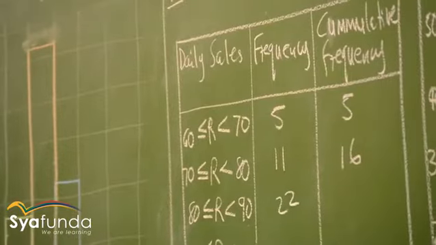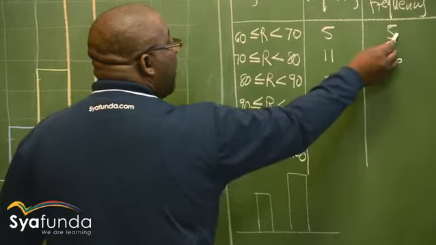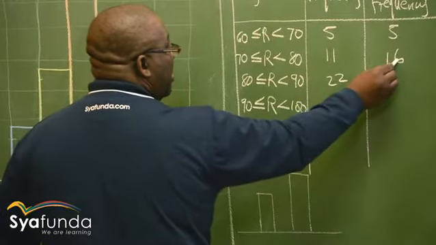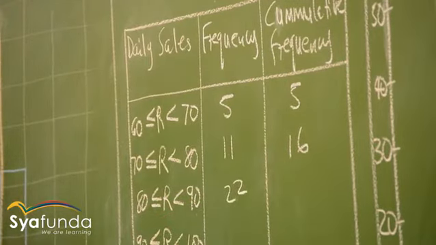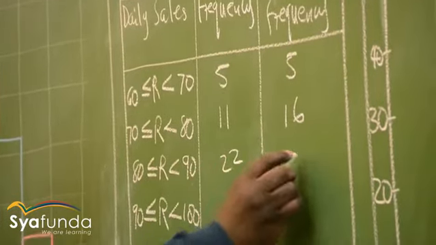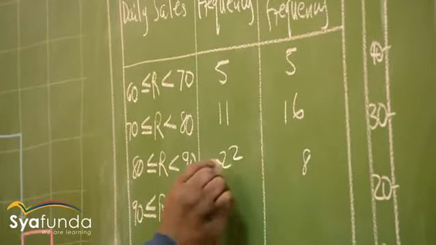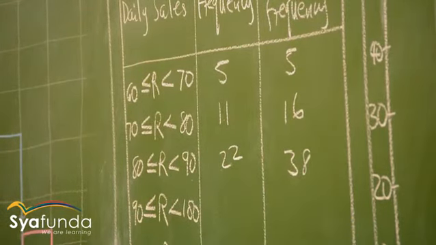What is the cumulative frequency? Remember, to find the 16, we said 5 plus 11. To find the value here, we're going to say 16 plus 22 to give us the cumulative frequency for this region. So you add this: 6 plus 2 is 8, 1 plus 2 is 3. So the cumulative frequency there is 38.